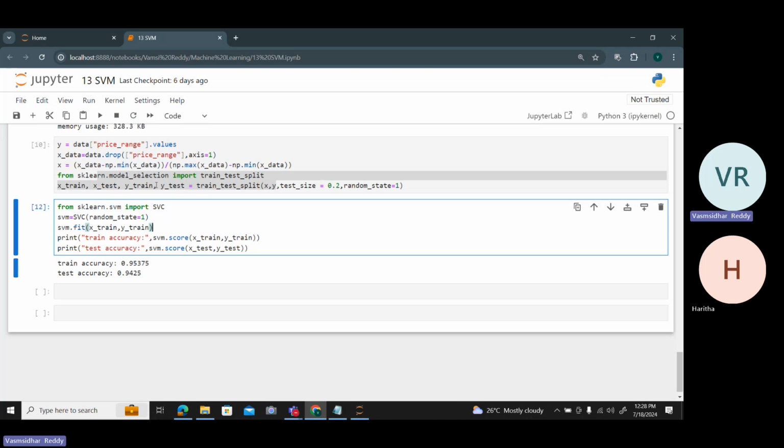Then this is the implementation of SVM. Done? Okay.